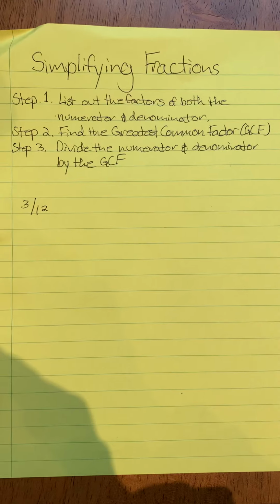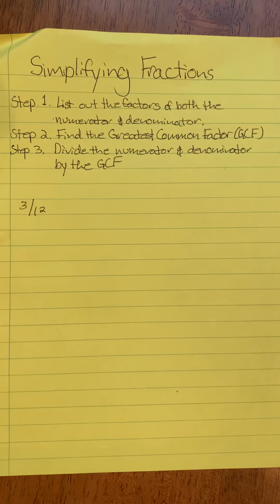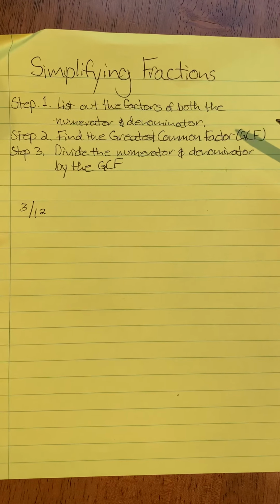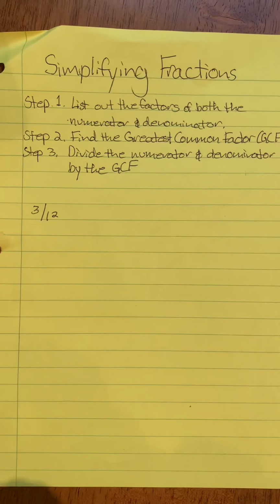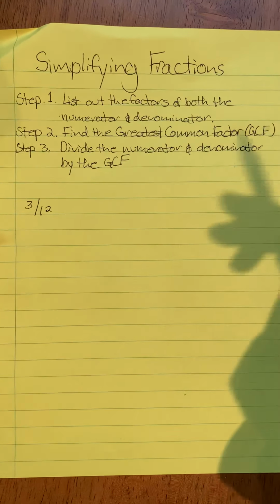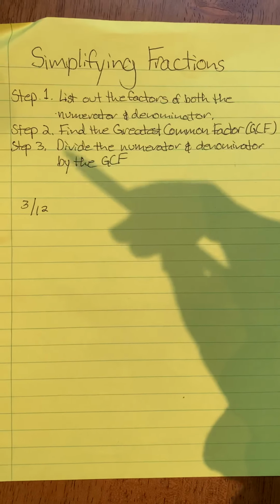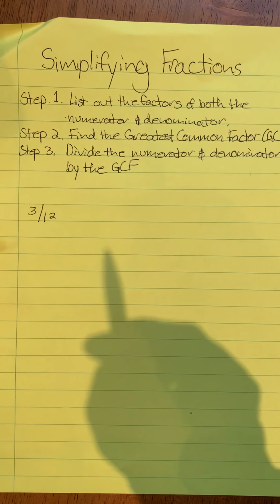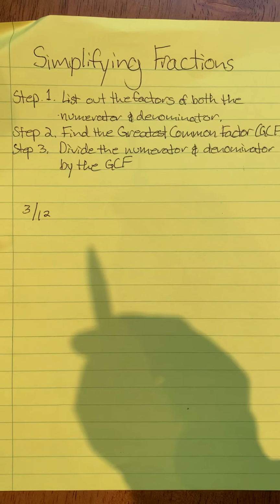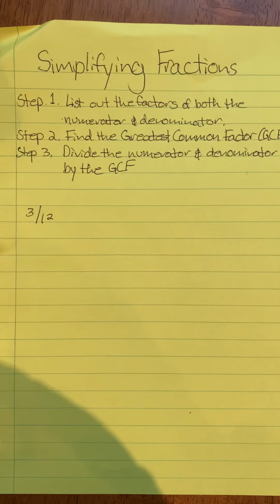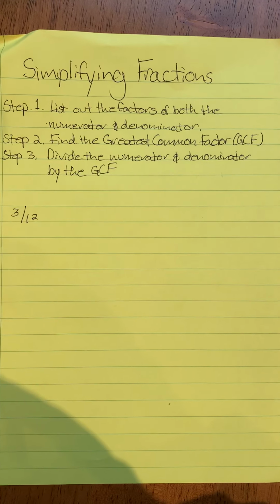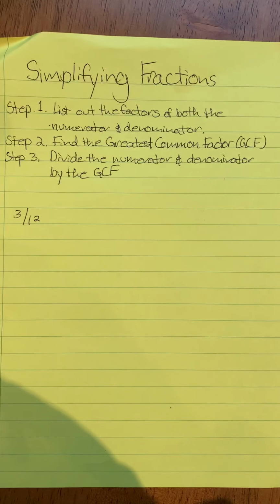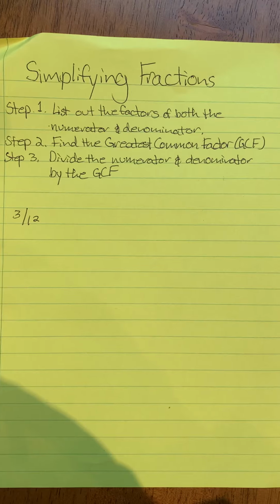So to simplify fractions, we're going to start by listing out the factors of both the numerator and the denominator. Now the factors are the numbers that can be multiplied together to get that number. So if you want to use a calculator or a multiplication chart for this assignment, I'm okay with that, just to find the factors. So we're going to list out the factors, then we're going to find the greatest common factor.